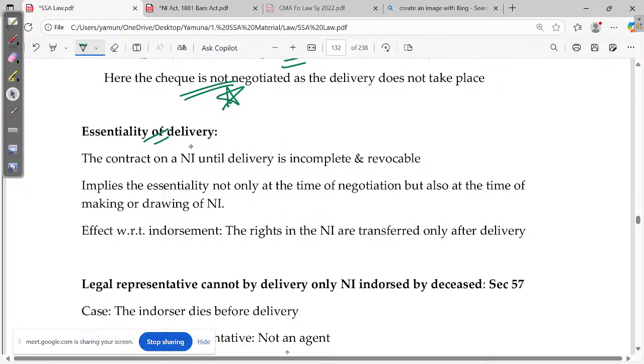So that's about section 48, essentiality of delivery. The contract on a negotiable instrument until delivery, if it is not delivered, becomes incomplete and also revocable in nature. Just remember.